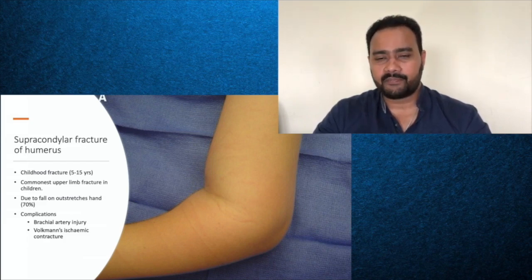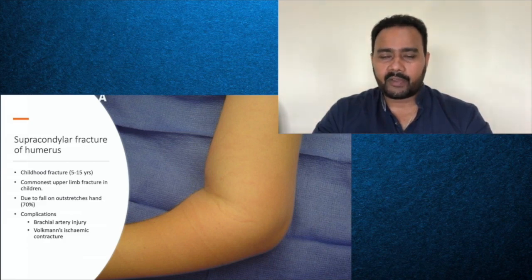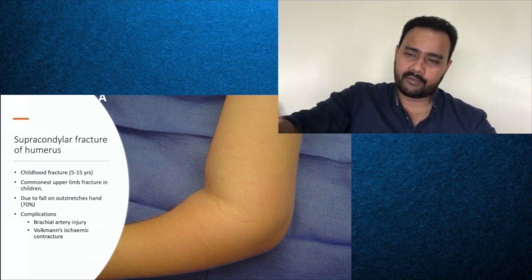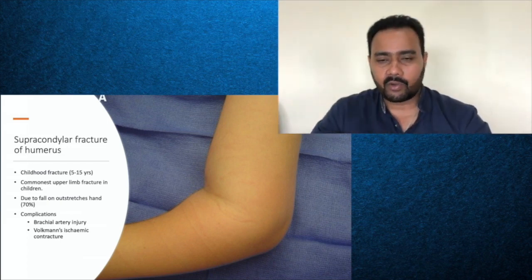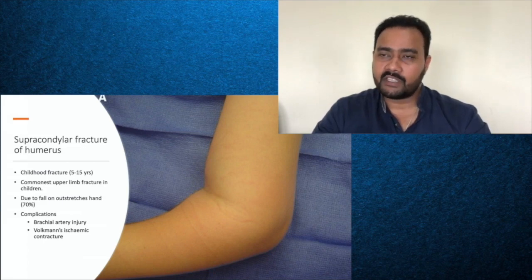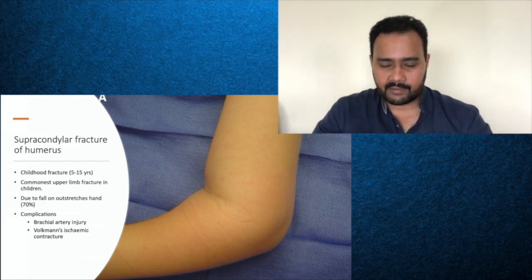Whenever they fall on an outstretched hand, that is, whenever they land on the hand, that is what we call a fall on an outstretched hand. These supracondylar fractures are very common. Whenever there is a supracondylar fracture, they will present with swelling of the elbow region. Whenever you see swelling around the elbow region with some tenderness, you have to think about supracondylar fracture, especially in children. Common age is 5 to 15 years. This is one of the important things that you have to identify.